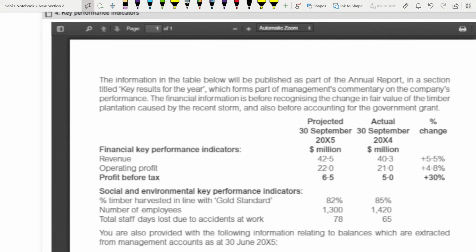The information in the table below will be published as a part of the annual report in a section titled Key Results for the year, which forms part of the management's commentary on the company's performance. The financial information is before recognizing the change in fair value of the timber plantation caused by the recent storm, and also before accounting for the government grant.